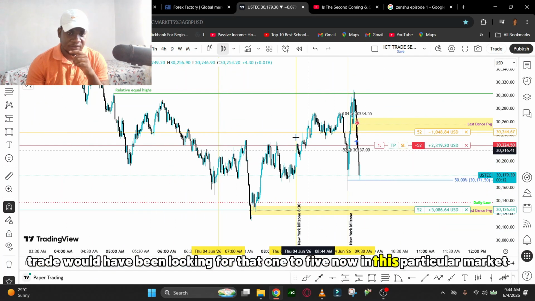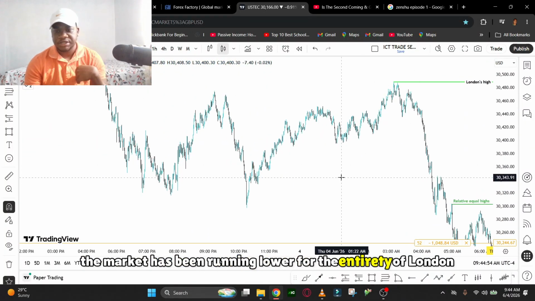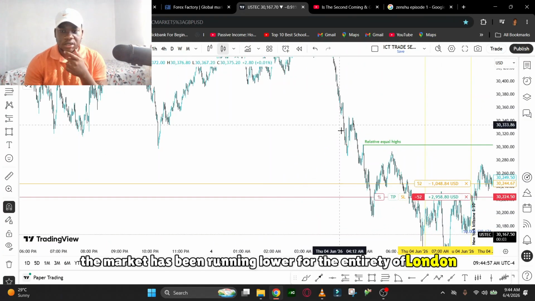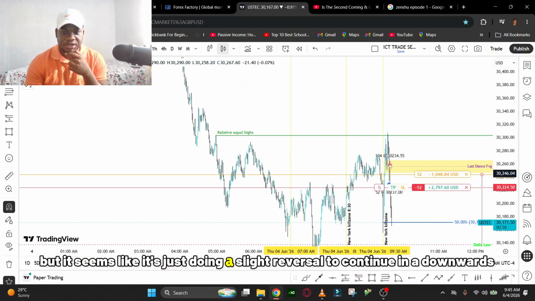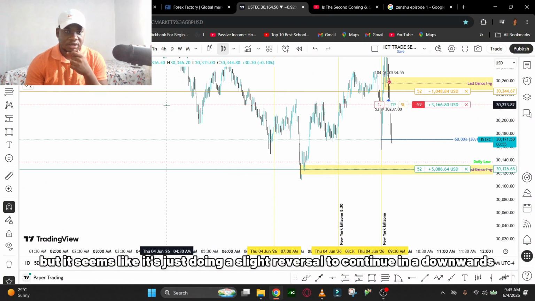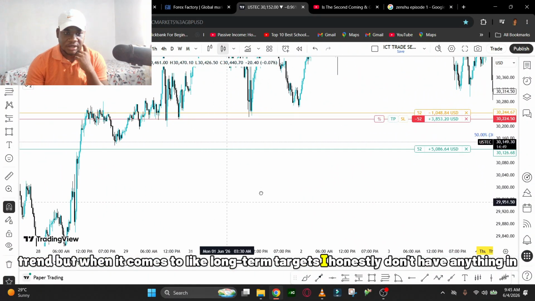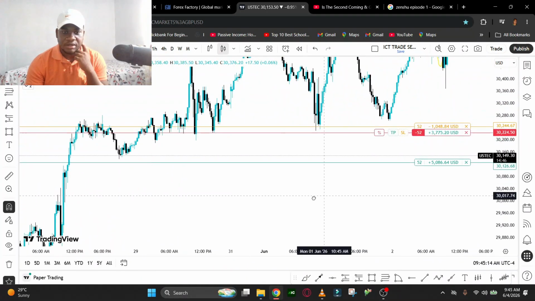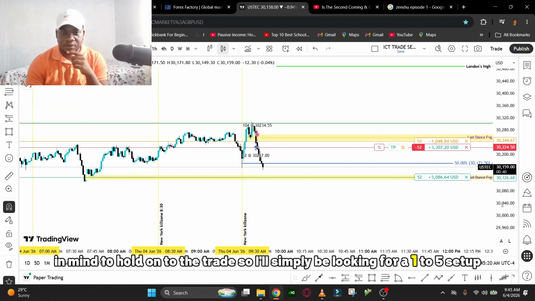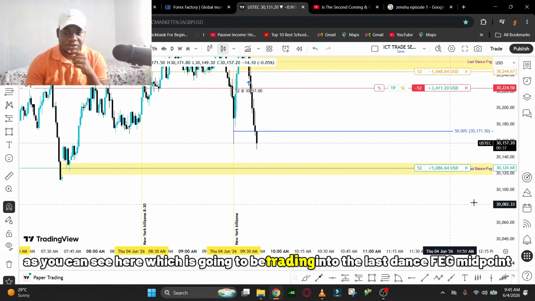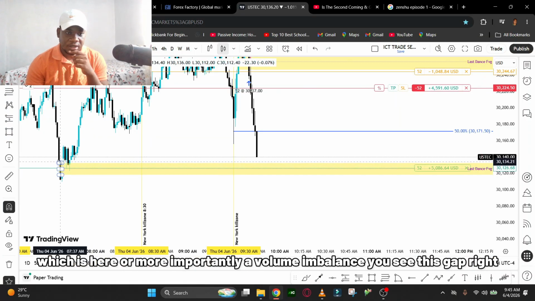Now, in this particular market, the market has been running lower for the entirety of London. So I was anticipating that the market would run higher, but it seems like it's just doing a slight reversal to continue in a downwards trend. But when it comes to long-term targets, I honestly don't have anything in mind to hold on to the trade. So I'll simply be looking for a 1 to 5 setup, as you can see here, which is going to be trading into the last dance FVG midpoint, which is here, or more importantly, a volume imbalance.